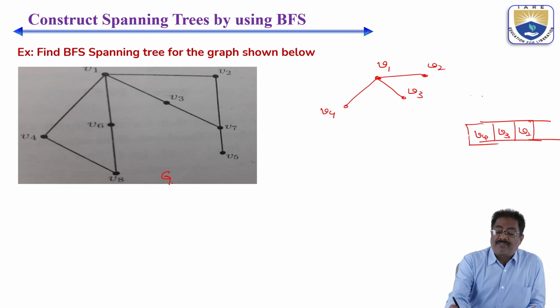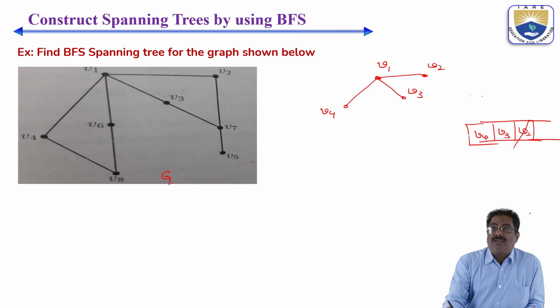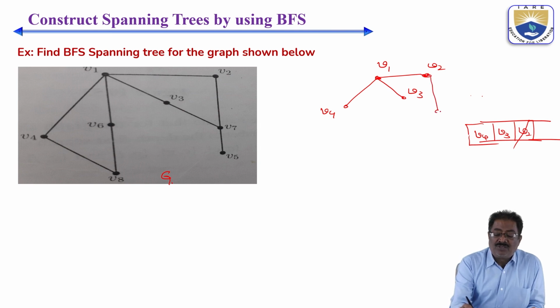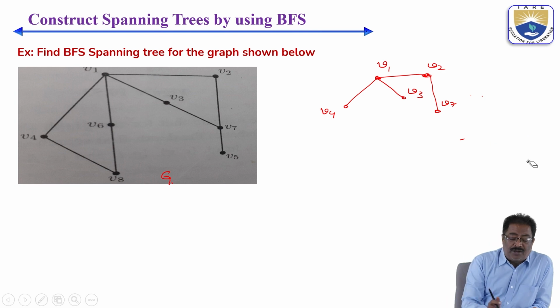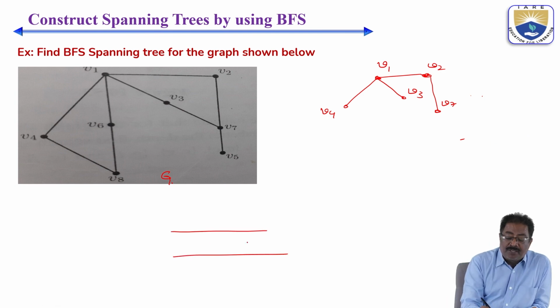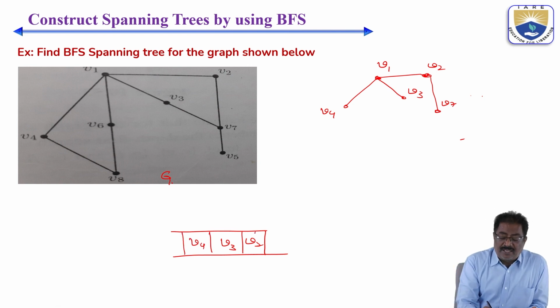So from there, the next dequeue we are going to follow in alphabetical order. From V2, the adjacent vertex is V7, which is not visited. So V7 is put into the queue. Let us say we are going to have V2 first, then in alphabetical order V3, then V4. V1 we are going to select. Then we have to remove V1, because V2 we are going to select next.